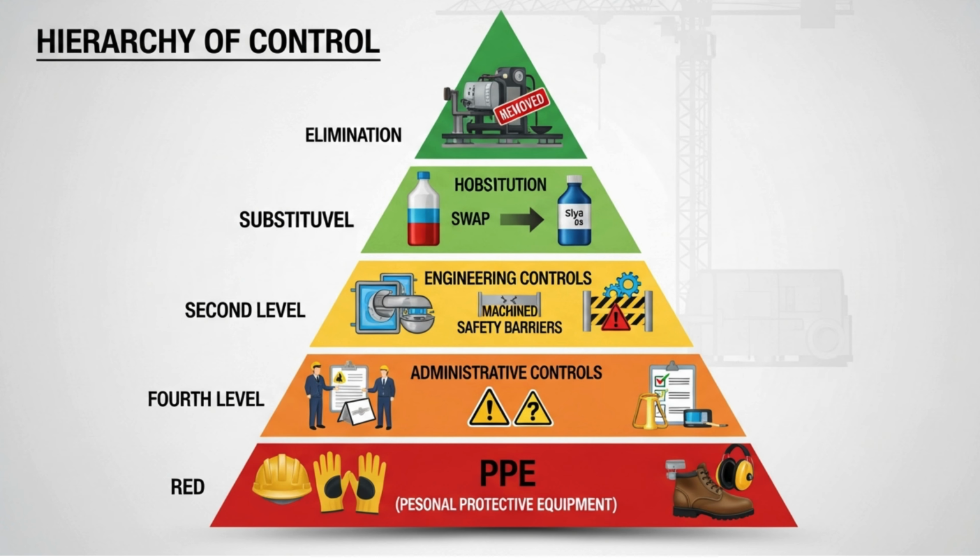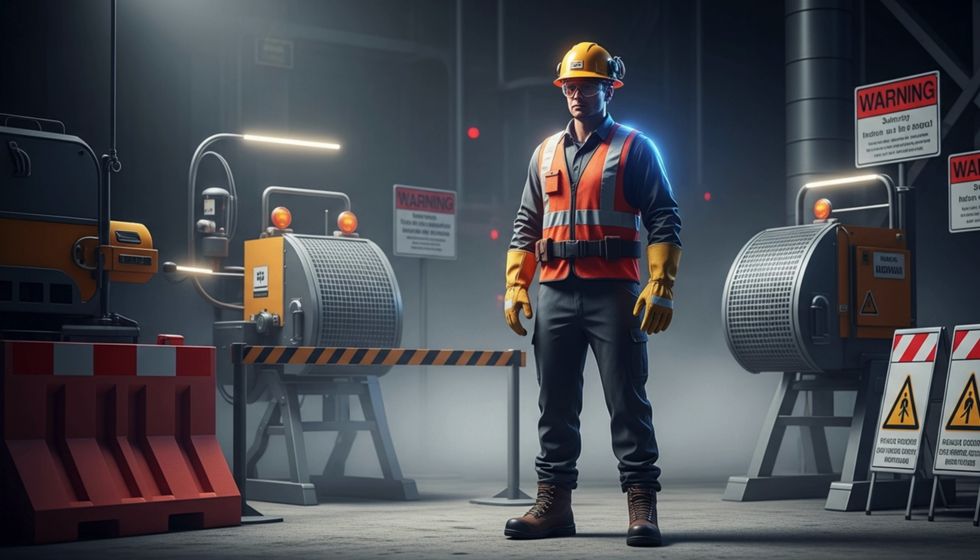For example, we can install barriers around machinery to prevent unauthorized access. We can provide safety harnesses for workers working at height. We can ensure proper training for machine operators, and we can provide ear protection to workers exposed to high noise levels. But always remember, PPE is the last line of defense. It should never be the only control.